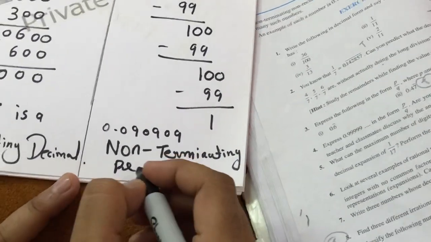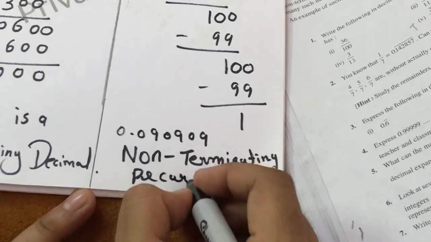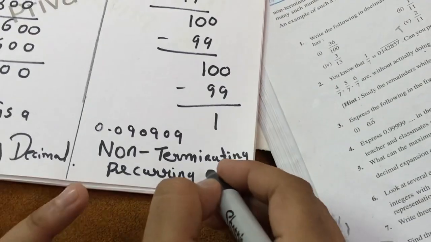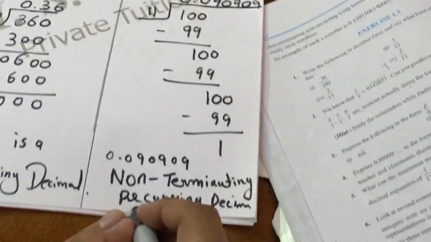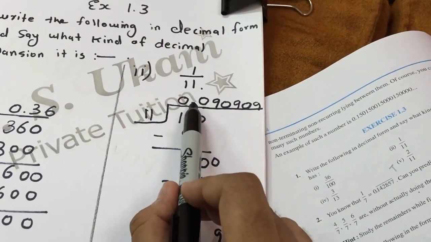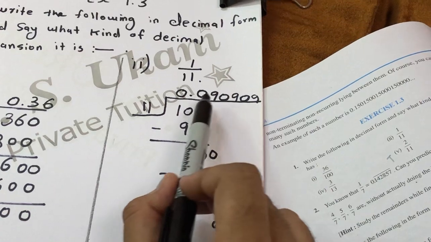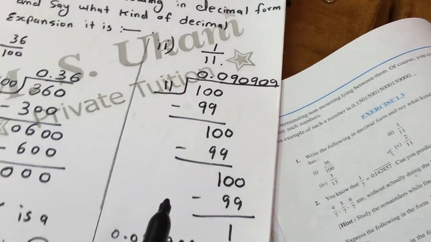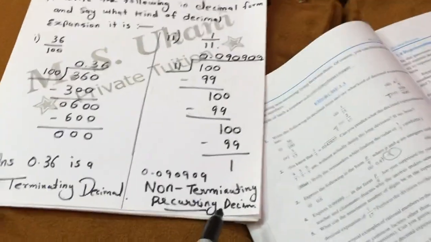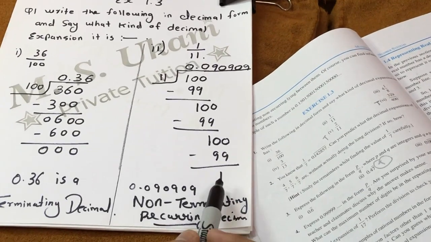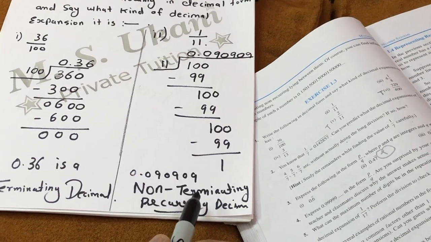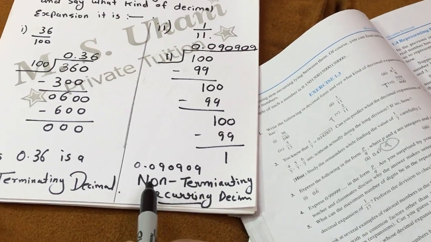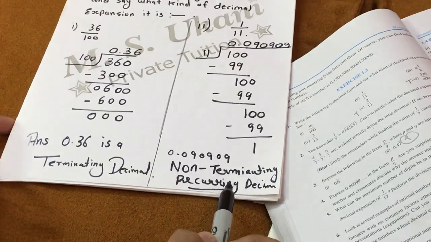Recurring decimal. Recurring, because the same pattern is coming: 090909, the same number is coming. That's why it is known as recurring decimal. And non-terminating means our remainder is not coming 0. That's why it is known as non-terminating. So this type of answer is known as non-terminating recurring decimal.